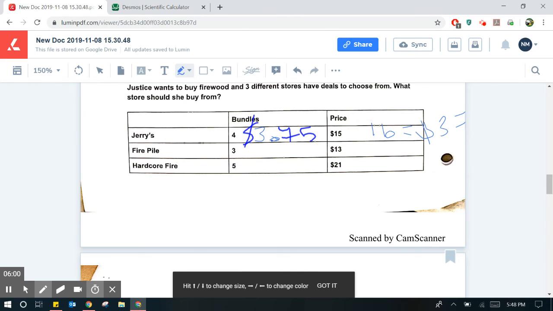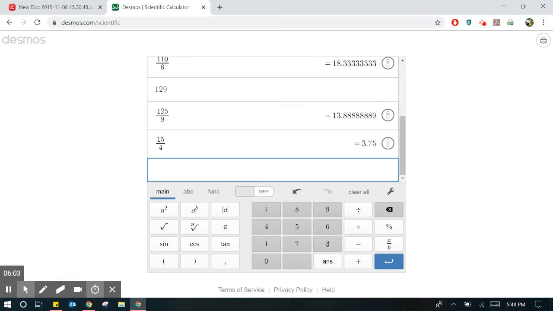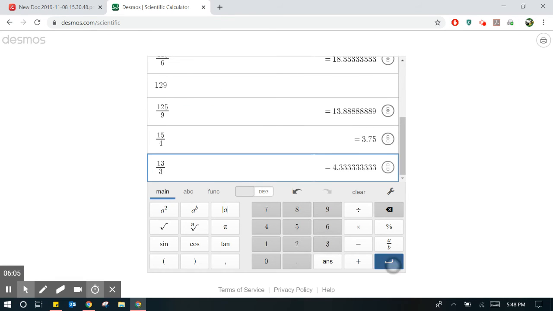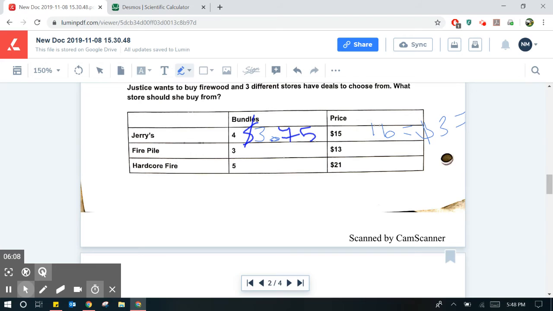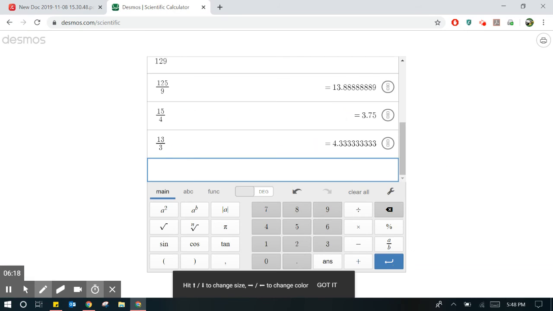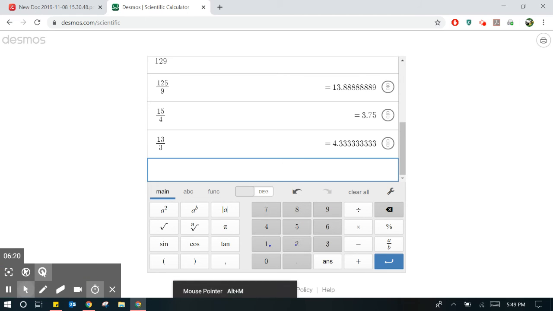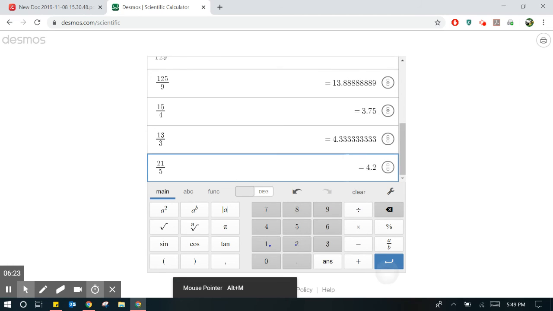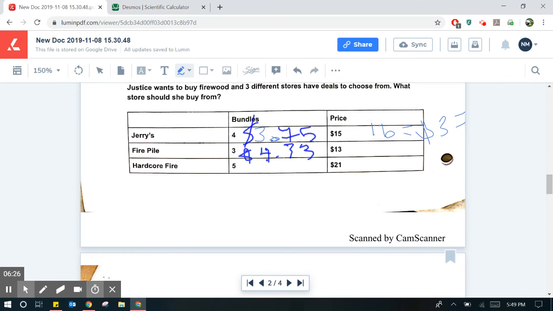$3.75. The next bundle is $13 for 3, so that's 13 divided by 3, which is 4.33. So this is $4.33. And then the last bundle is $21 for 5. So that's 21 divided by 5. And that's 4.2. So in each of these situations, set it up.